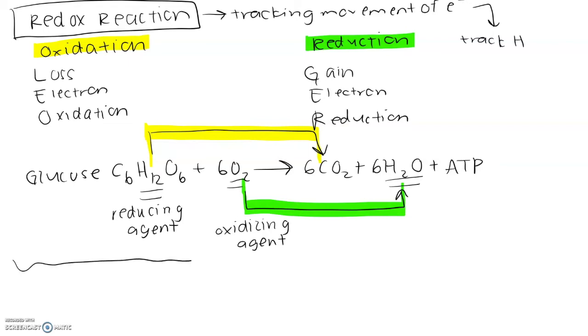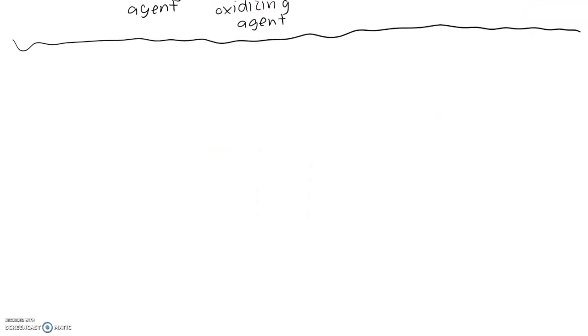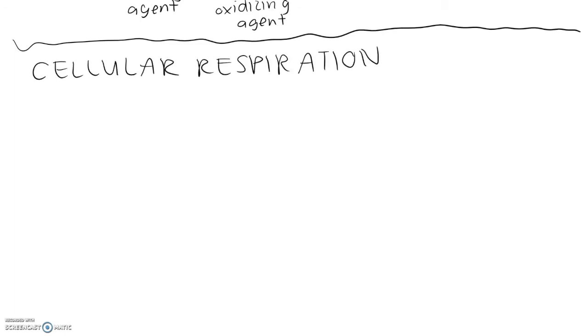So now we have these key concepts under our belt, we can now officially start talking about cellular respiration. Cellular respiration has 3 main steps, so we'll talk about each of them. Let's go and start with step number 1, which is glycolysis.